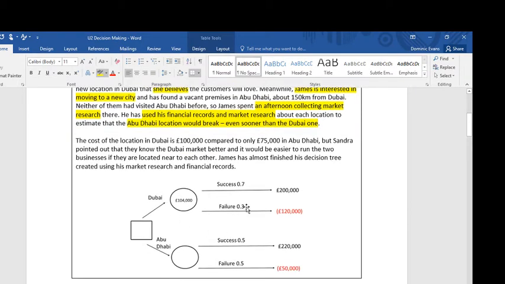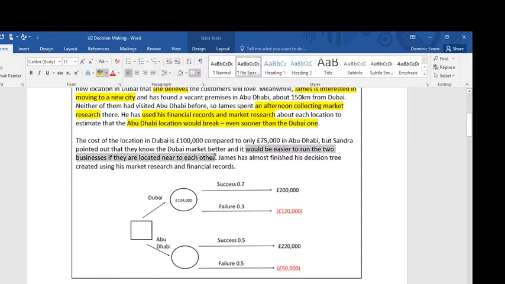Okay, I can see here that we've got a decision tree and it's not been finished yet. This is something that AQA do like to do. They like to give you some calculations that you can do to back up your answer. So there's a whole video on calculating decision trees, but you need to know the cost of the location. The one in Abu Dhabi is significantly cheaper, but Sandra pointed out that they know the Dubai market better, and it would be easier to run the two businesses if they were located near each other.